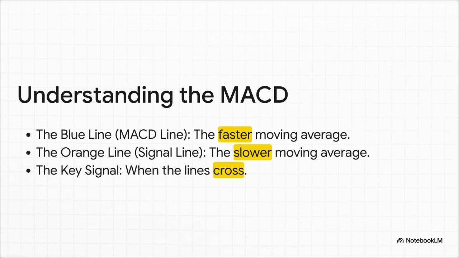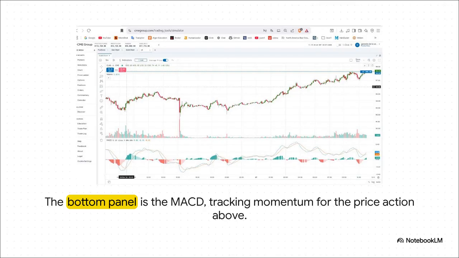That crossover can be a really great early warning that the market's momentum is about to change. So if we hop back to our main chart, you can see the MACD has its own little space right there at the bottom. And everything that's happening down there with those blue and orange lines, it's directly reflecting what the candlesticks are doing up top.